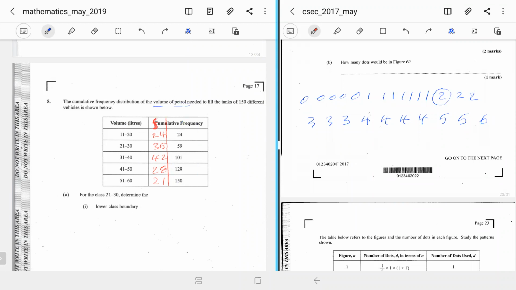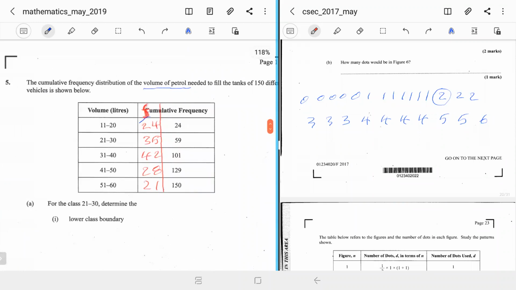It gave us a cumulative frequency. Now that I have inserted the frequency column, it is telling me that 24 vehicles need between 11 and 20 liters. 35 vehicles need between 21 and 30 liters. 42 vehicles need between 31 and 40 liters. 28 vehicles need between 41 and 50 liters. 21 vehicles need between 51 and 60 liters. Now I know that. The data makes more sense to me than just reading this.